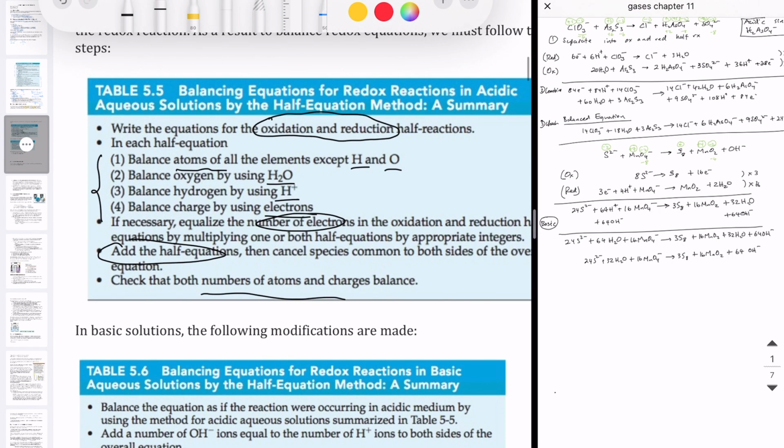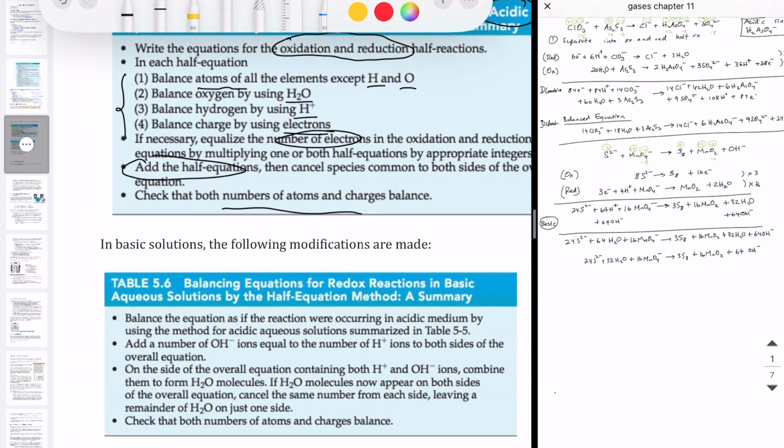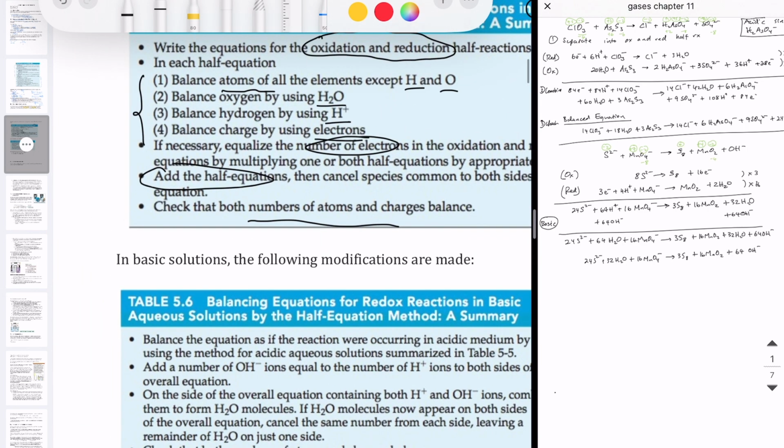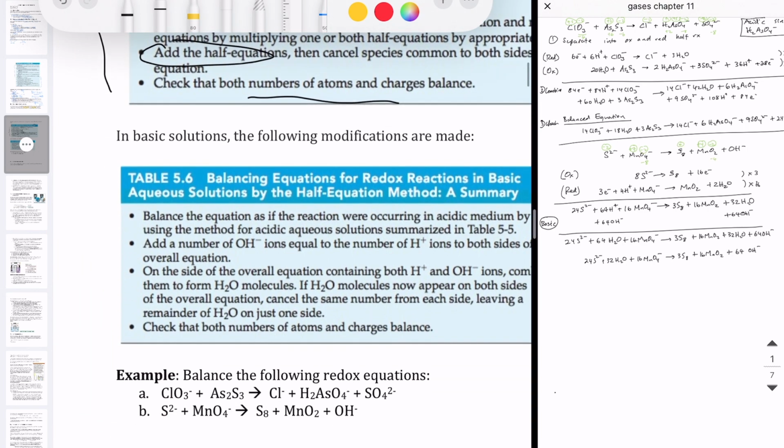This is the procedure you would follow if you're dealing with an acidic environment. If you're dealing with a basic environment, you do the same exact steps, but at the end you add two more steps where you add hydroxides to knock out all the protons in the equation, because in a basic environment, protons don't really exist. Afterwards, you just double check again to make sure your equation is balanced.